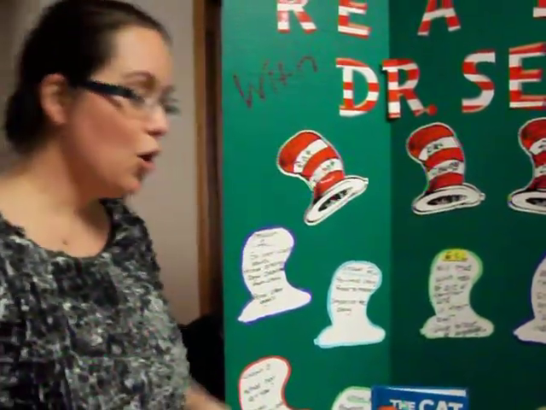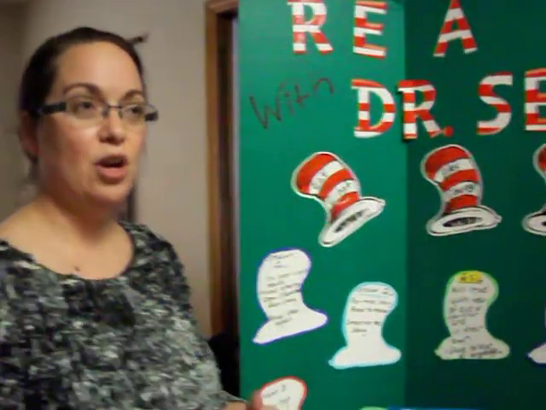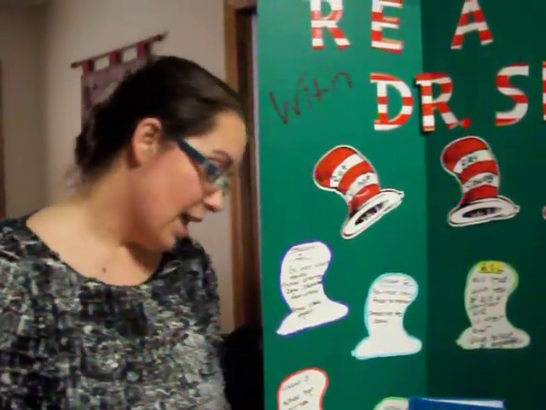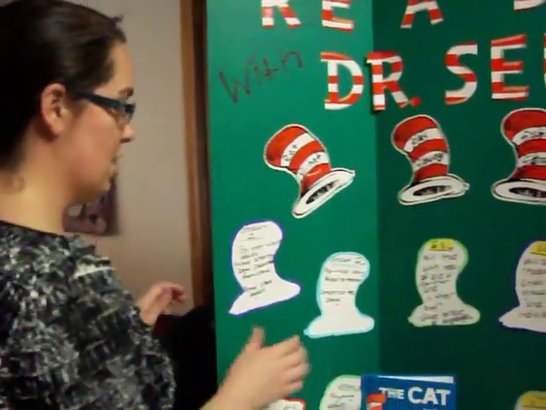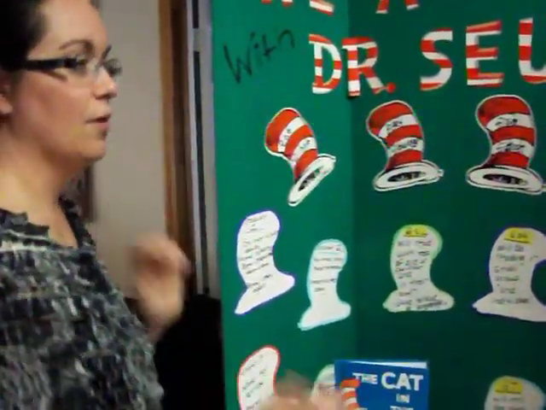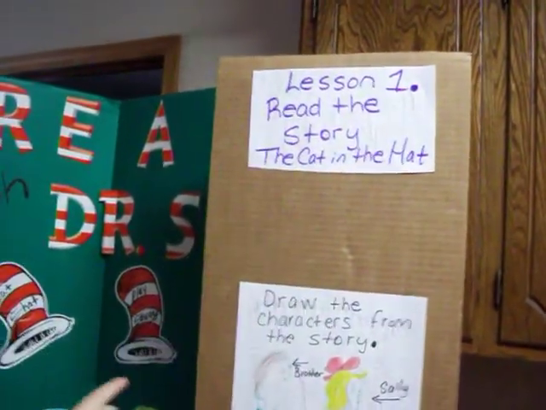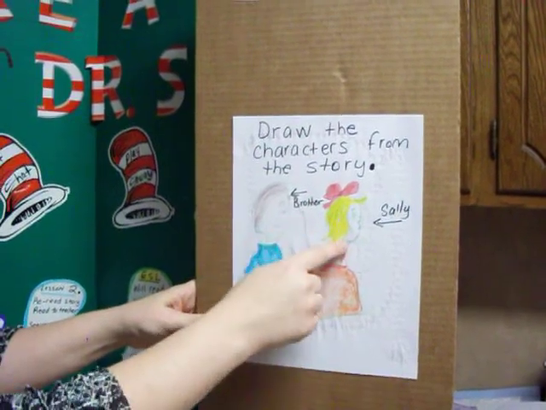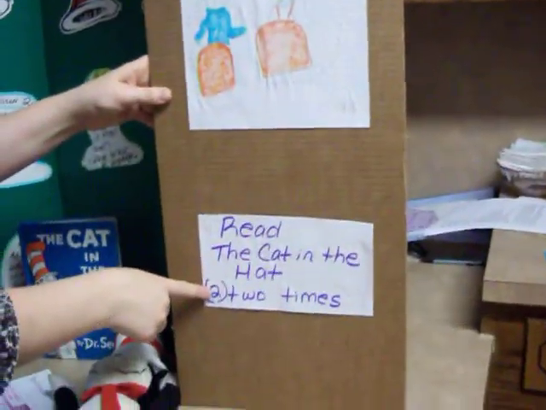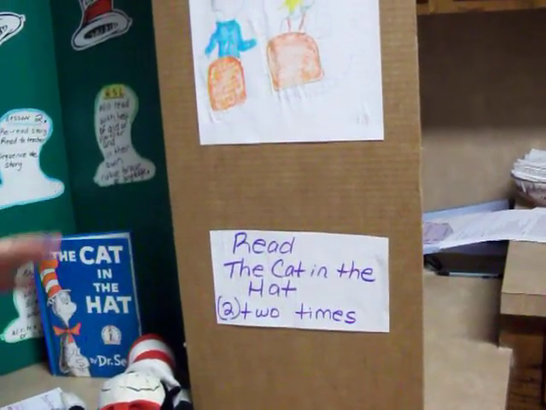Okay, so the first lesson is, of course, going to be the story, and so we're going to read it. We're going to go over the weather, rainy weather, because that's what the story is about, and how the kids, what happened. And we're going to draw characters from the story. So the first lesson, we would read the story, The Cat in the Hat. Then they're going to draw the characters from the story, like the brother and Sally. And then they're going to read The Cat in the Hat 2 different times so that they can make sure that they get the story.